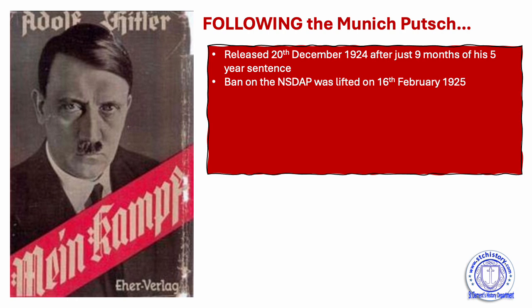Remember the ballot not bullet policy that he's adopted. He knows he can't take power again. He tried that and it failed. So he's going to try and be elected properly, officially. And obviously that's partly what happens later on in 1933.